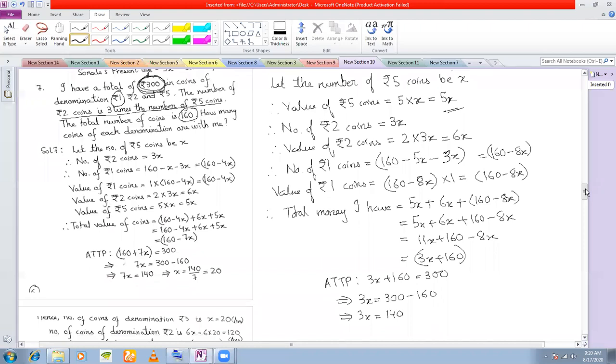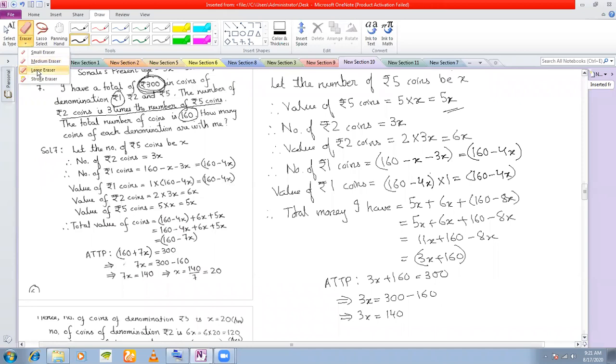I have subtracted this from the value. Number of how many rupee 1 coins here? The number of rupee 1 coins, and the value of rupee 1 coins. How many 5 rupee coins? x. How many 2 rupee coins? 3x. We are talking about the number. So this is 160 minus 4x, and the value is 160 minus 4x into 1, which is also 160 minus 4x.